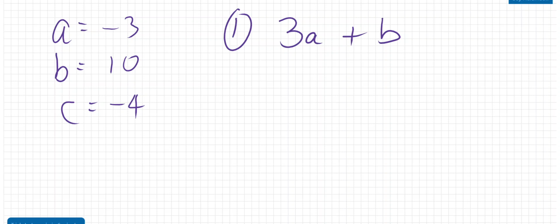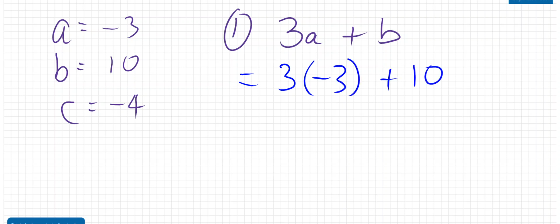Let's replace the A. In this case, it's a -3 and the B is a +10. So we have 3 times a -3 plus B, which is +10, so just 10. Now we do times first. 3 times a -3, we know a positive and a negative make a negative, so we have -9. Plus 10. Now, -9 plus 10, I'll go back to the positive end. The difference between them is 1 and it will be a +1. You should have had 1.